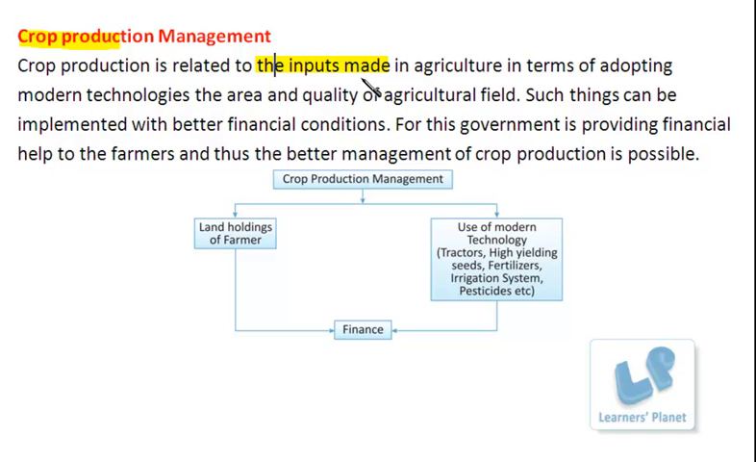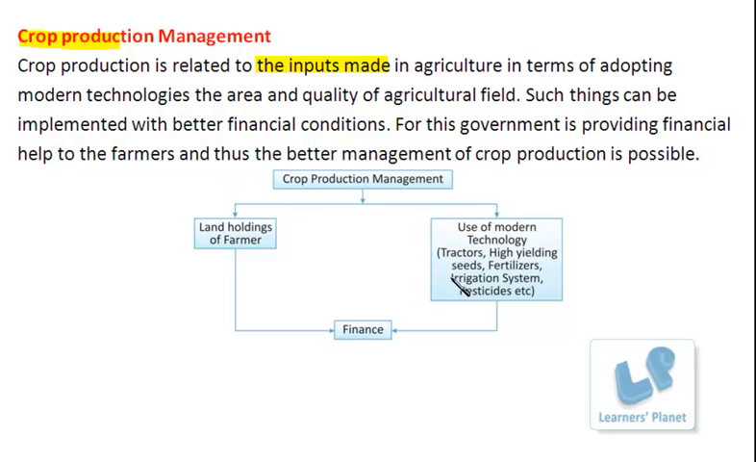And you know which type they are? Small farmers, marginal farmers, and progressive farmers. This categorization depends upon various factors. Which factors? Like the land holdings of the farmers, what type of land the person has, how much area is covered, then what is the quality of that particular land.